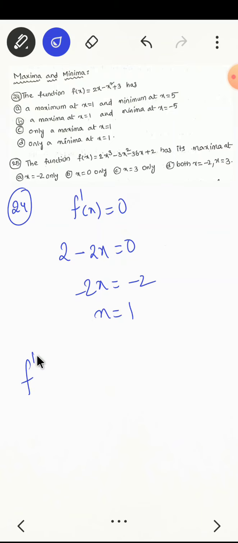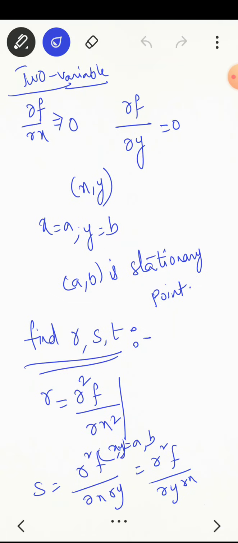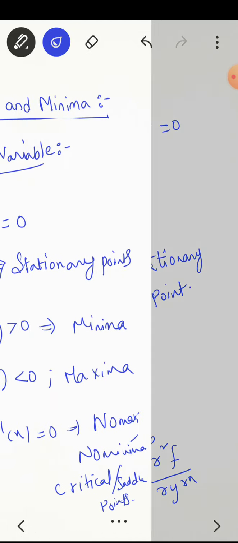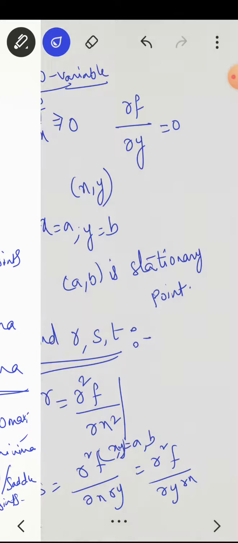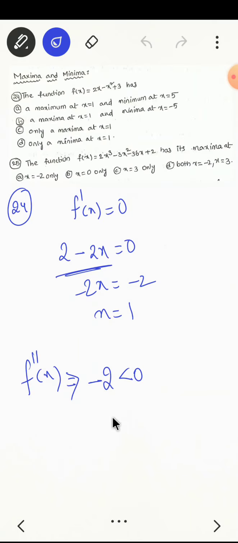Now if I find f double dash of x, how much will it become? f dash of x is 2 minus 2x, so f double dash of x is minus 2, which is less than 0. Whenever it is less than 0, then we call it a maxima at that particular point. So this function will have a maxima at x equal to 1. Only a maxima at x equal to 1. Option C will be the correct answer.